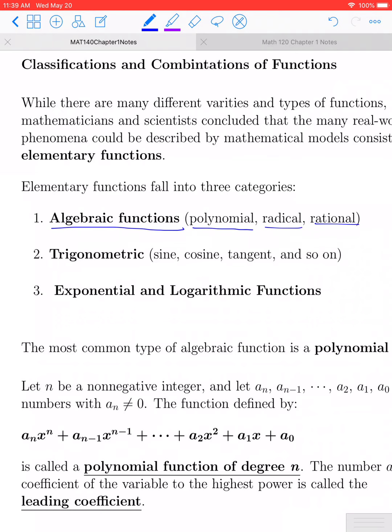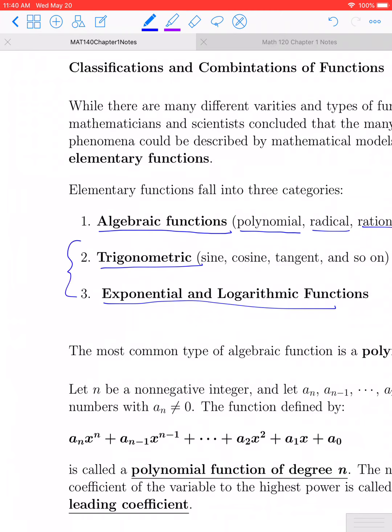We then have trigonometric functions. These are your 6 basic ones: sine, cosine, tangent, secant, cosecant, cotangent. And then we have a third class, which is going to be the exponential and logarithmic functions. Things like e to the x, the natural log of x, log base 2, etc. Those are exponential and logarithmic functions.